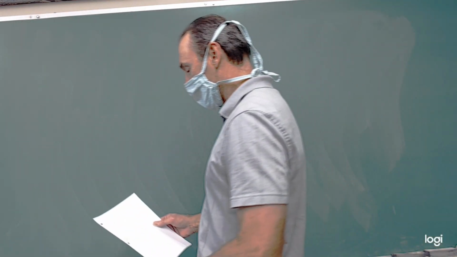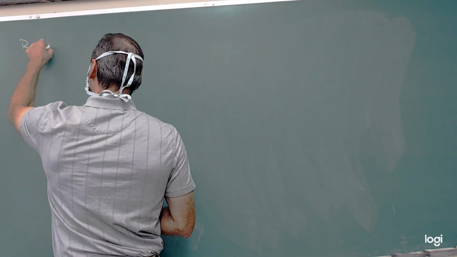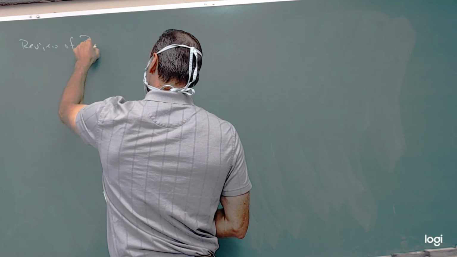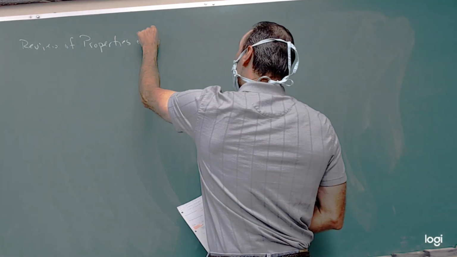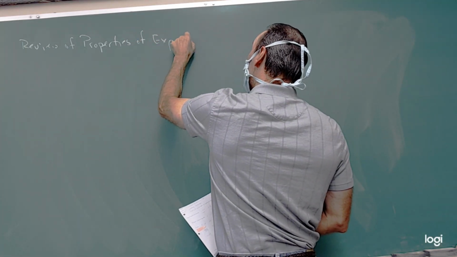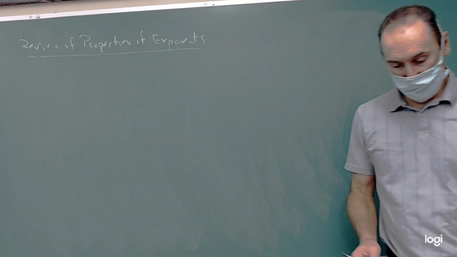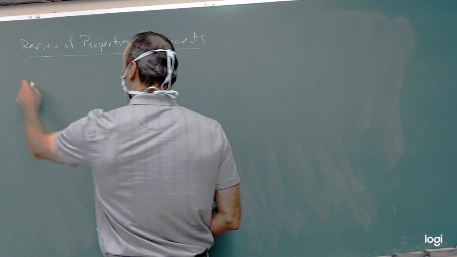Still somehow there's lots of room for complication and confusion. So this is a review of the properties of exponents. So we have five things that we're going to talk about here.